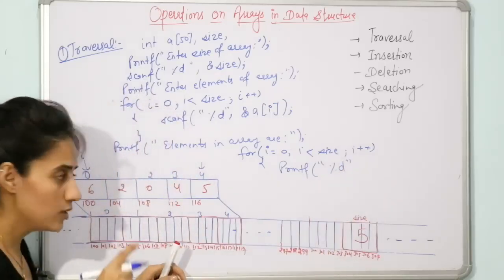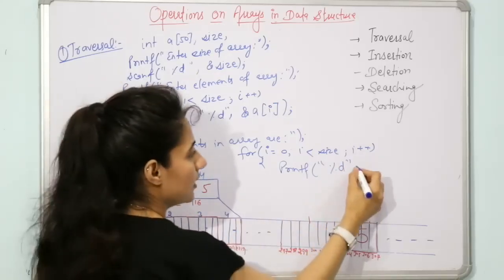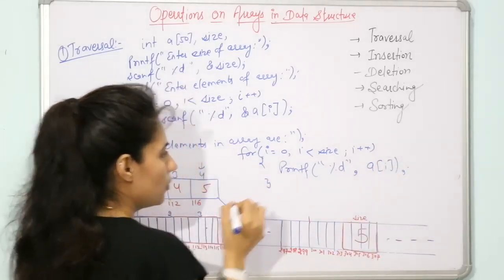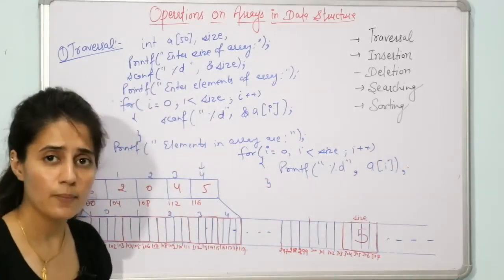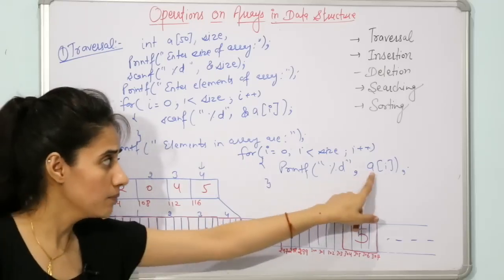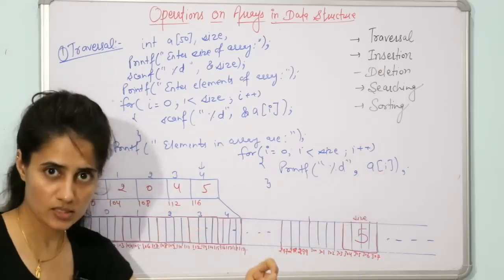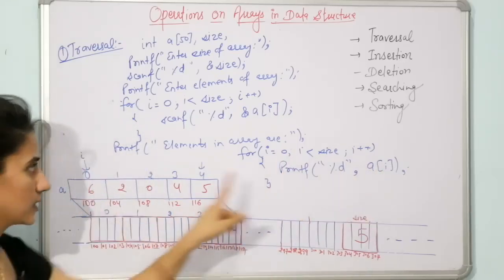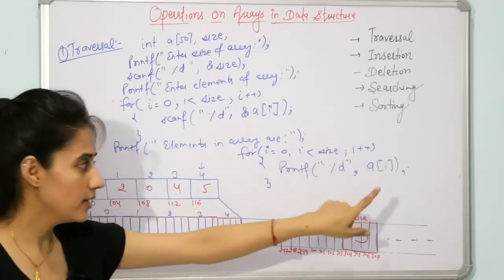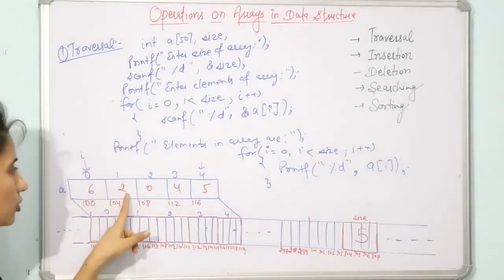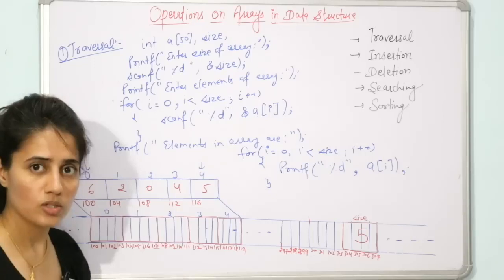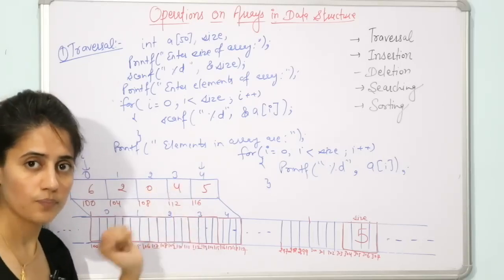Percentage d is for integer because the data type is integer, and here you simply write a of i, because in the previous video I told you that for accessing an element of the array you simply write the array name and in brackets you write the index. So i would be 0, then a of 0 would be printed, this 6, then i plus plus, i is 1, then a of 1 would be printed, that is 2, like this from 0 to 4 values would be printed. So this is now the traversing of the array.